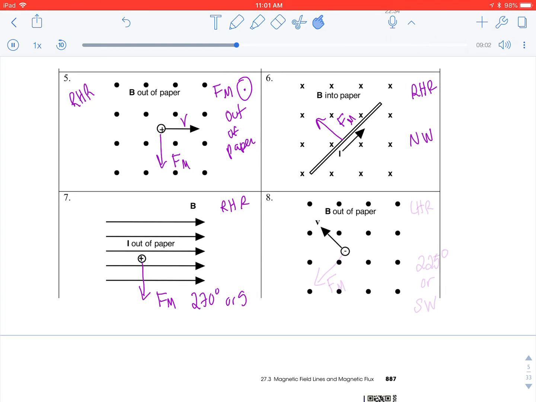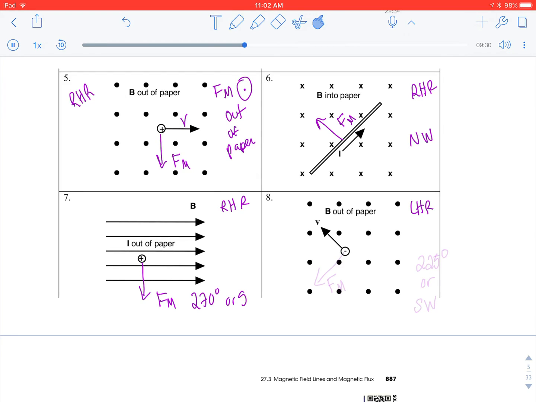Number 8, let's do this one together. So I now have a negative charge, which means I need to switch to the left-hand rule. So I'm going to take my pistol role, and I'm going to use the index finger going in the direction of velocity, rotate my wrist so that my bird finger is out of the paper. So velocity is pointed in the northwest direction.